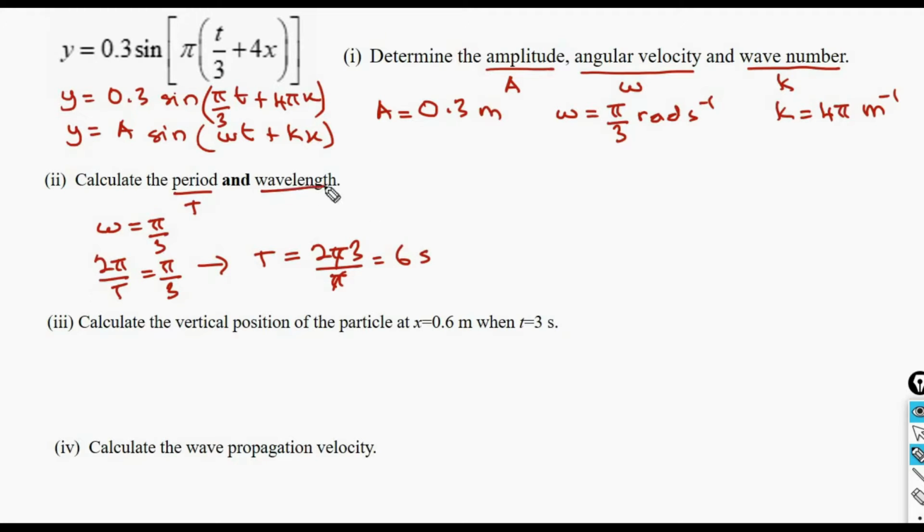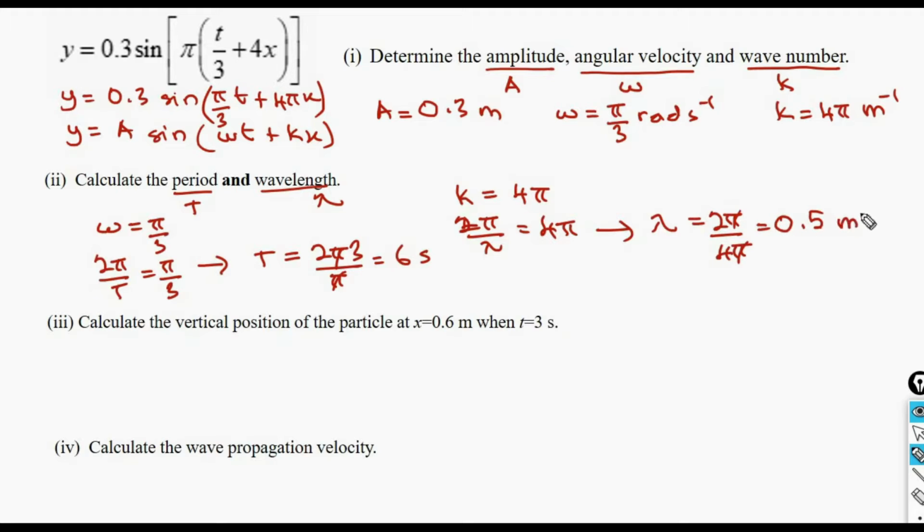Okay, next, wavelength. Wavelength means lambda. Lambda you can get from the value of k. Alright, so k equals 4 pi. And the formula for k is 2 pi over lambda equals 4 pi. Then from here, you get lambda equals 2 pi over 4 pi. So you can cancel pi here. 2 over 4, you get 1 over 2, means 0.5 meters.